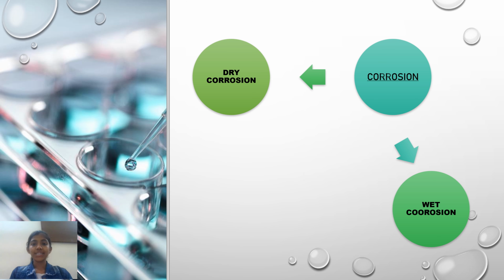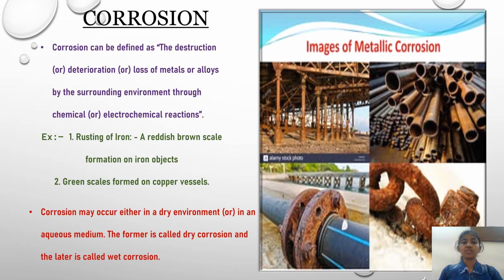So basically corrosion are of two types. First, dry corrosion and the other one is wet corrosion. First, we will discuss about corrosion.